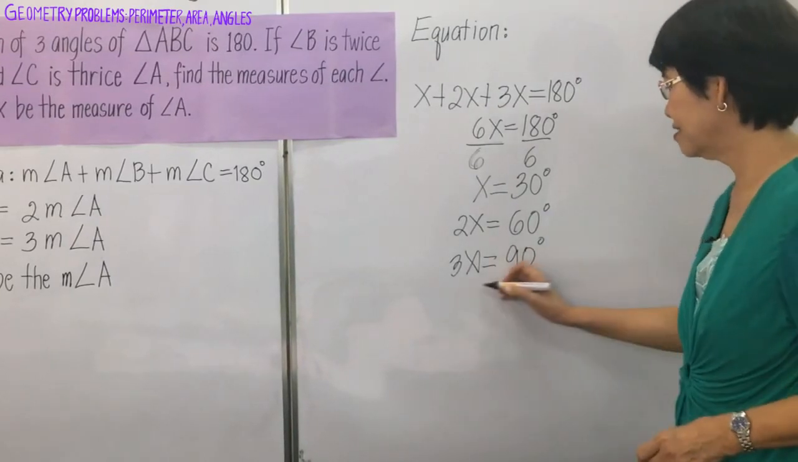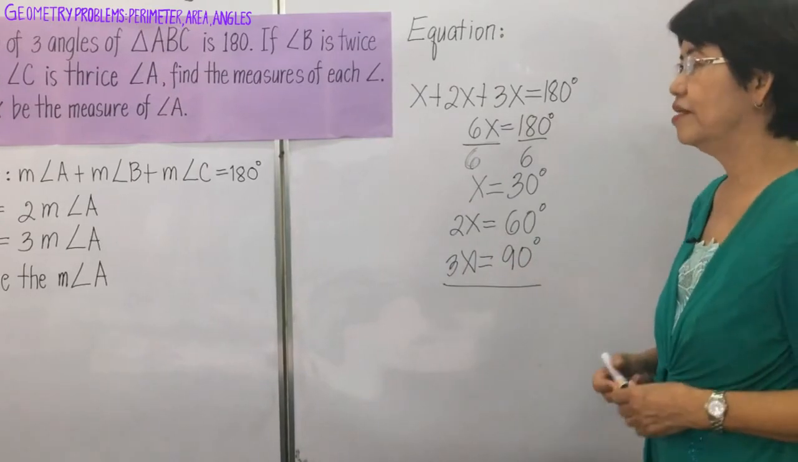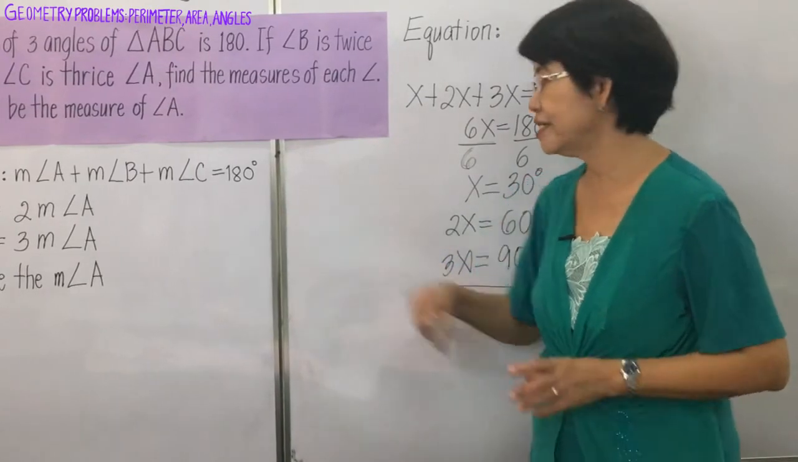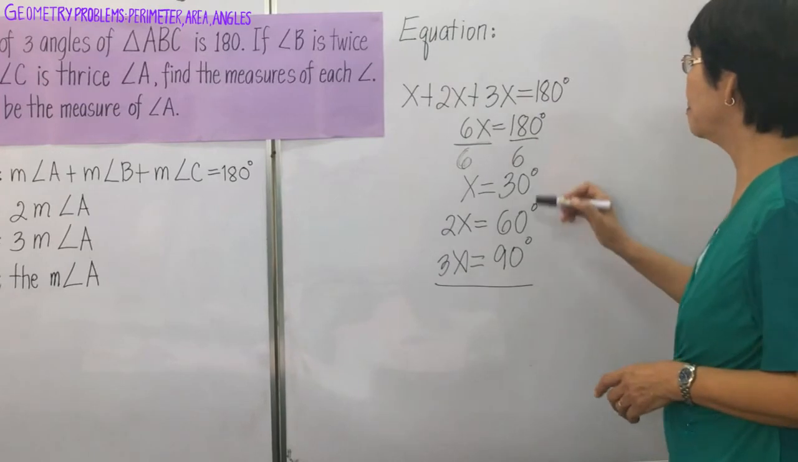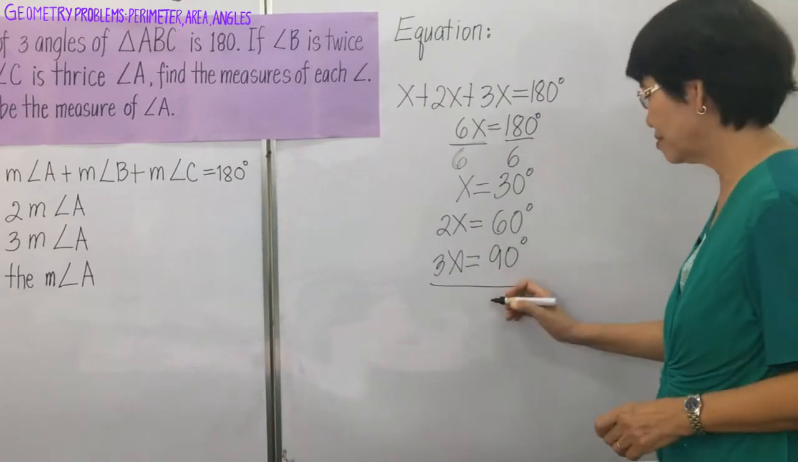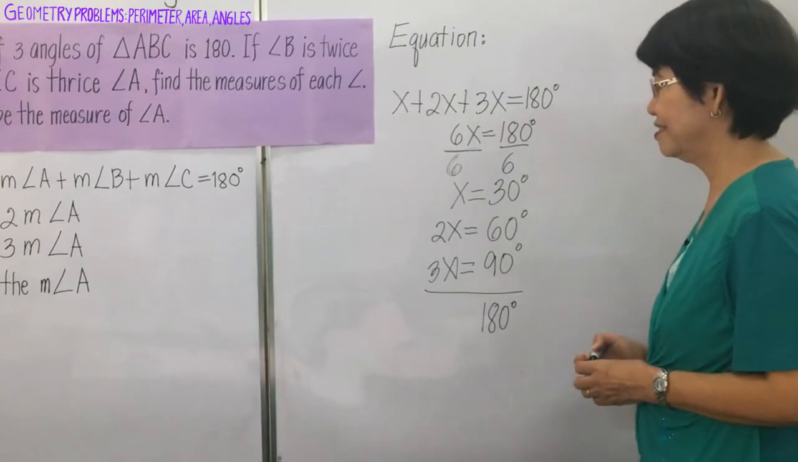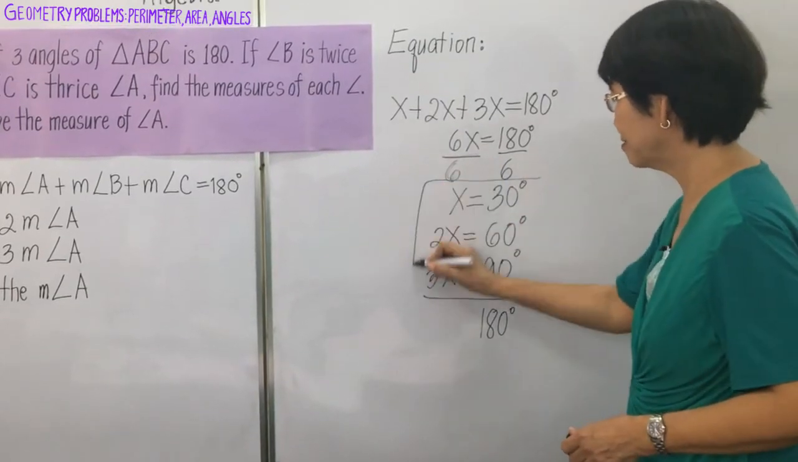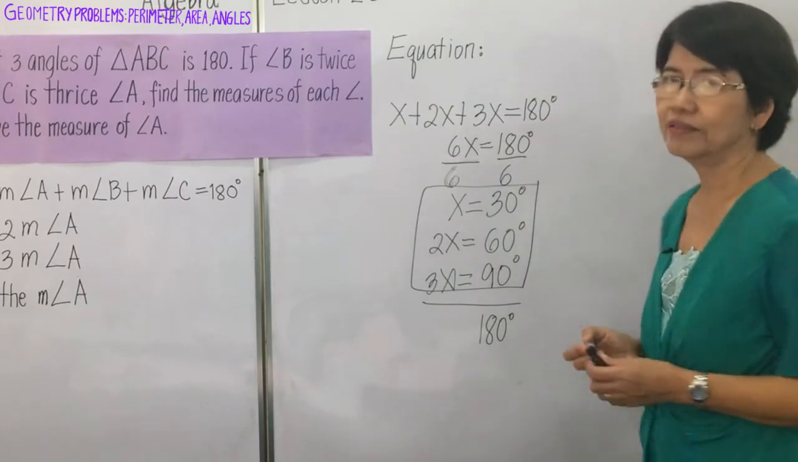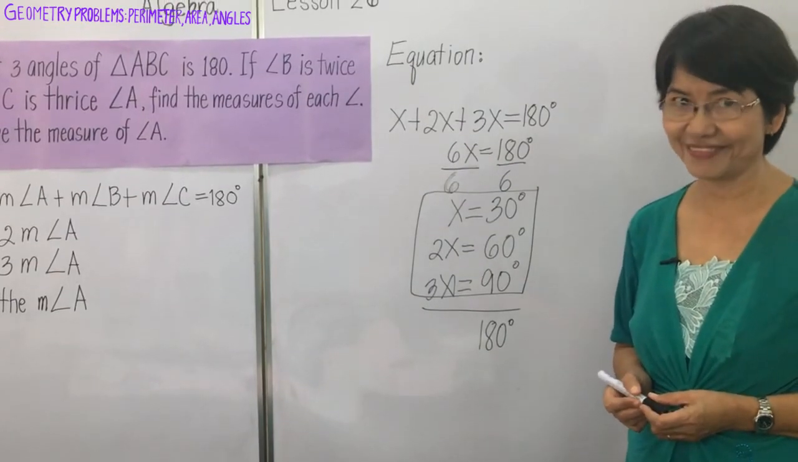And adding these 3 to check if we will have a sum of 180, we have 30 plus 60 plus 90 is equal to 180 degrees. So our values for the 3 angles are correct.